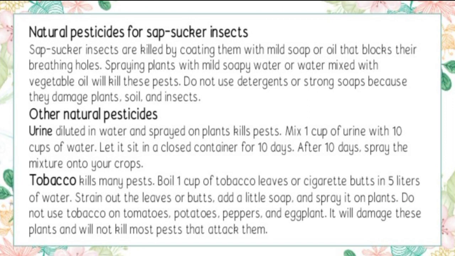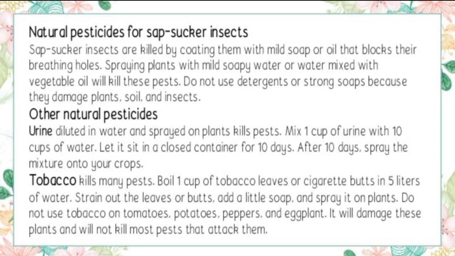Natural pesticide for sap sucker insects. Sap sucker insects are killed by coating them with mild soap or oil that blocks their breathing holes. Do not use detergents or strong soap because they damage plants, soil, and insects.